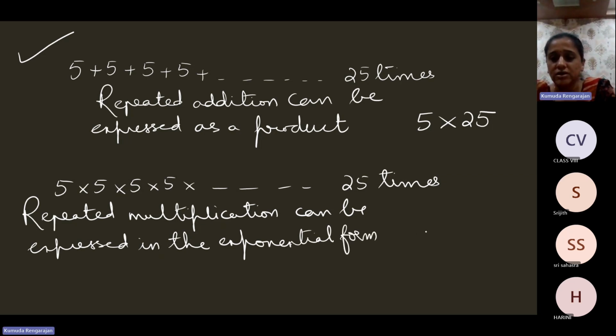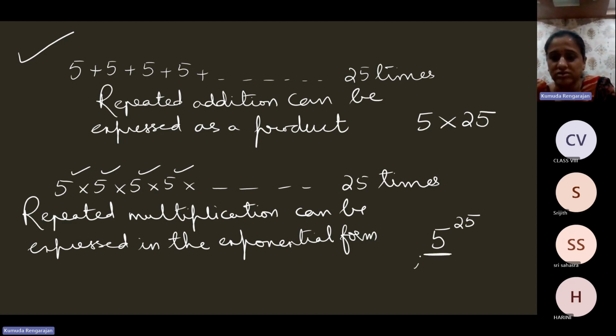And here it is, 5 raised to the power 25. 5 into 5 into 5 into 5, 25 times is written as 5 raised to the power 25, where 5 is the number that is repeated, and 25 is the number of times it is repeated. 5 is the number, the base. This is called the base.